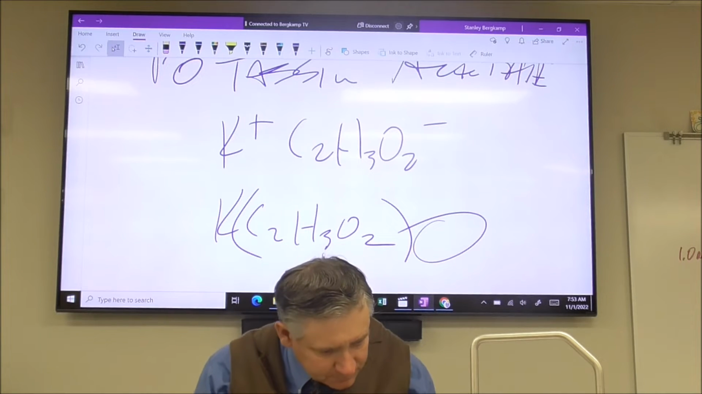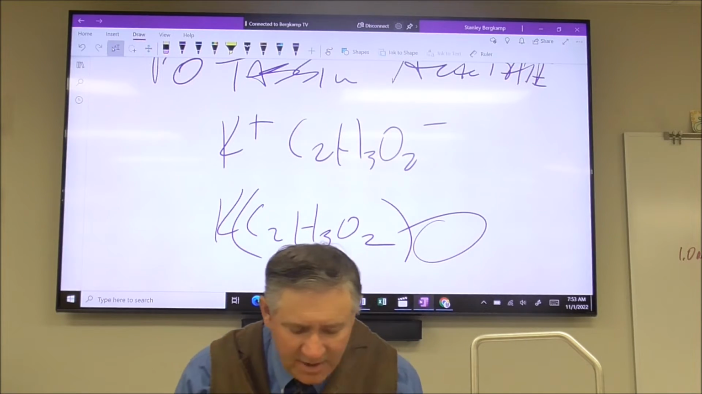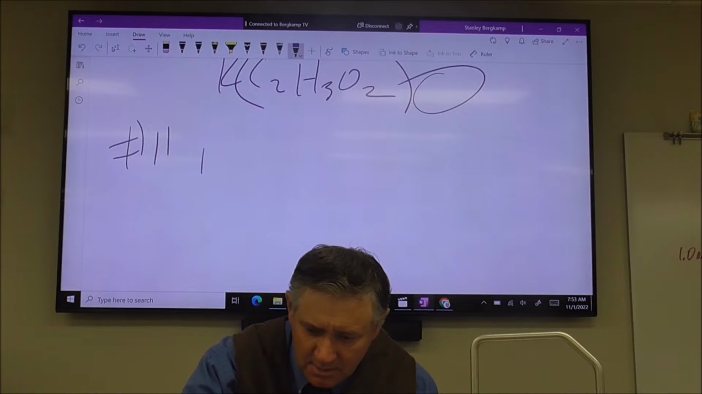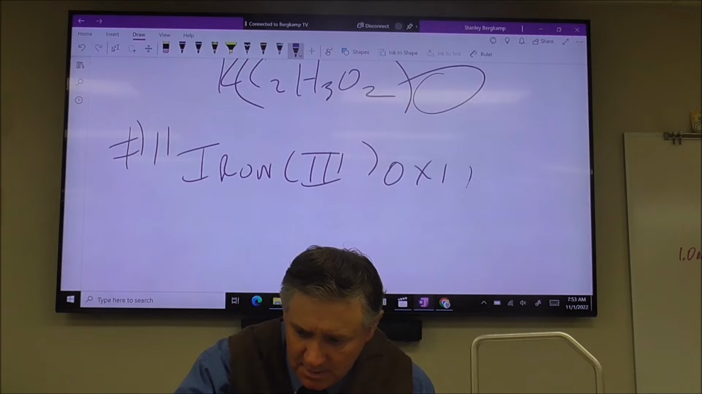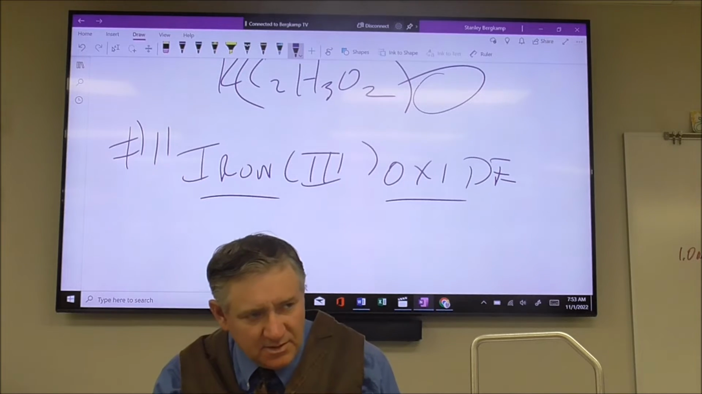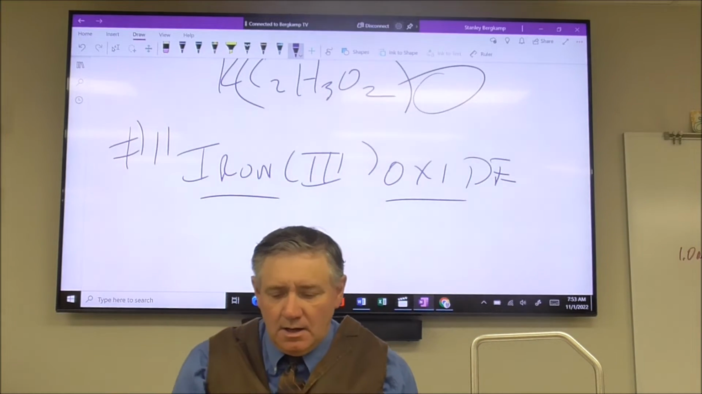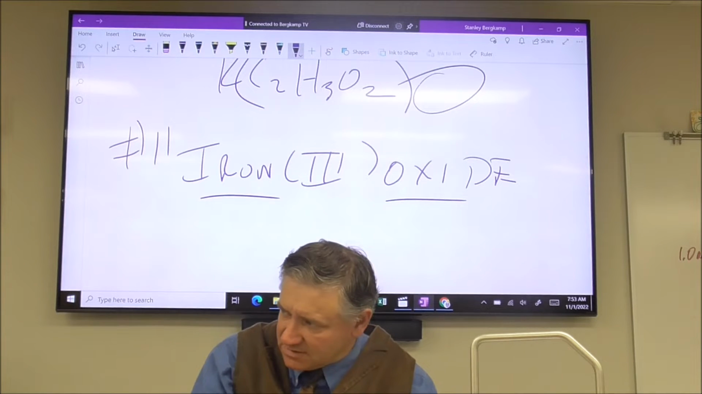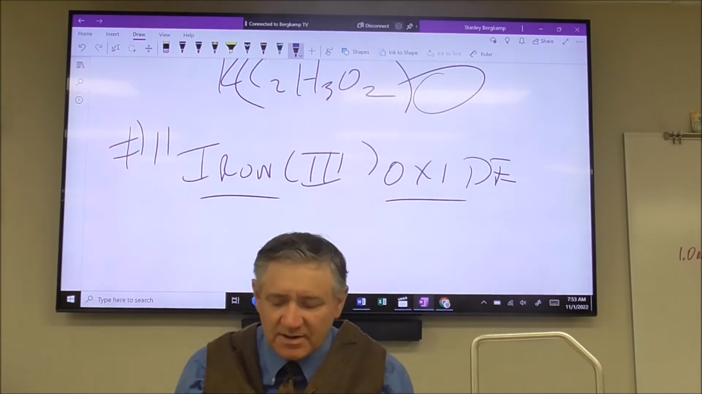Okay? Now, one of the more difficult ones is the one where you have iron 3 oxide. So let's talk about number 11. So you have iron 3 oxide. Okay? Now, a little historical perspective on this. The symbol iron is Fe because it comes from the Latin word ferrous. Okay, that's why it's Fe and not like IR. Okay, that's why it's ferrous.